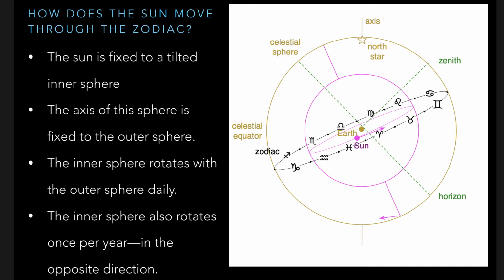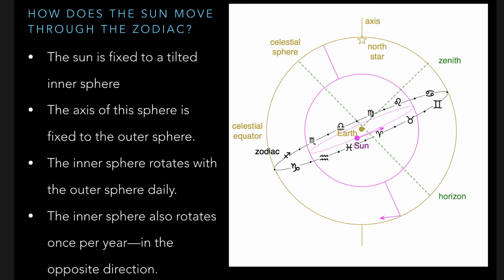Well, that sphere is tilted at just the right angle so that as the sun, which is fixed to this inner sphere, slowly rotates over the course of the year, the sun is going to appear in front of one of those 12 signs of the zodiac from the perspective of someone standing on the earth.